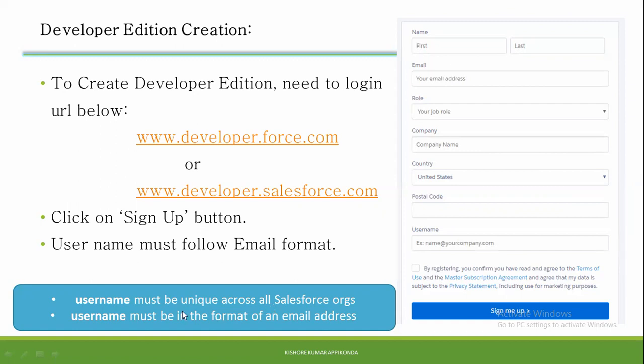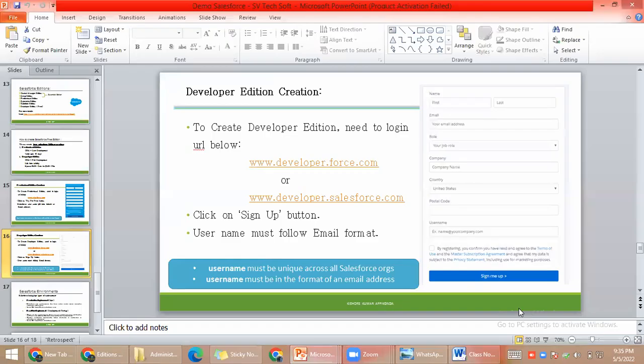Another thing is the username must be in the format of an email, meaning it needs the @ and dot symbol. You have to accept the terms and conditions, then click on Sign me up, and an email will go to the registered email. You have to register and complete everything.